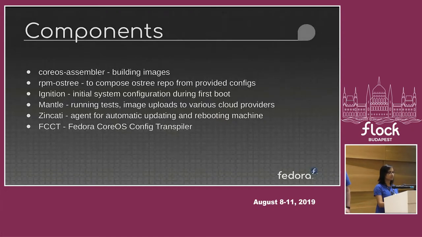It's really very easy. You can just go to the GitHub page and follow the documentation. And RPM OSTree is the heart. It's used to compose the OSTree repo for Fedora CoreOS. Also, it's responsible for updating the system and rolling back. Everything is done through RPM OSTree.